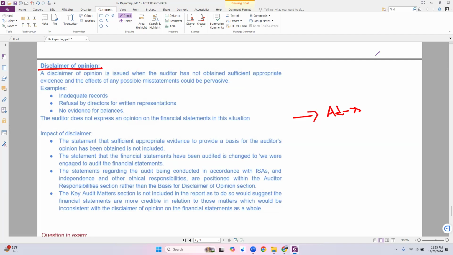Okay, this is the problem. Now, have you ever had to give that for a company? Did you ever give a disclaimer opinion? No, I didn't. We have given a qualified opinion, never an adverse opinion, because even the company doesn't want to get an adverse opinion.